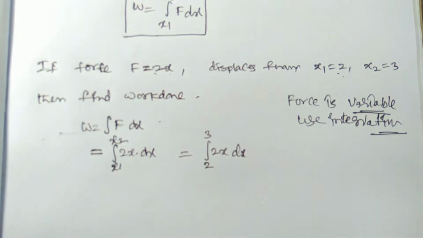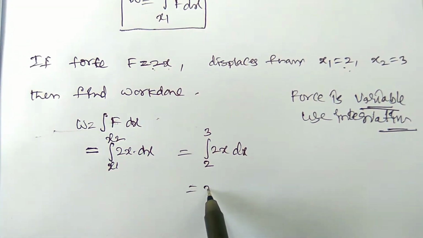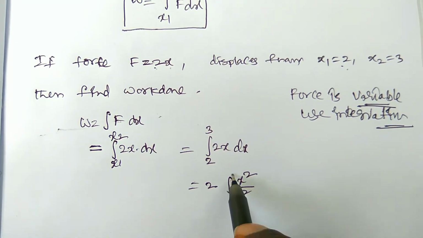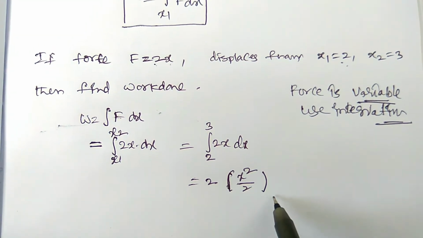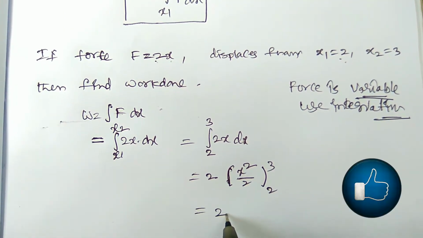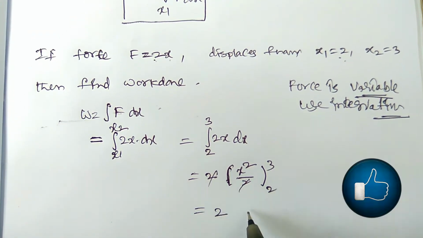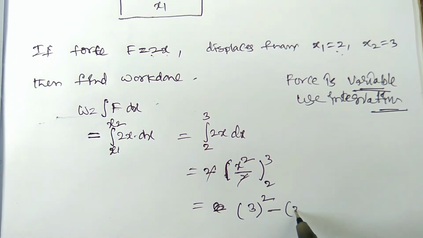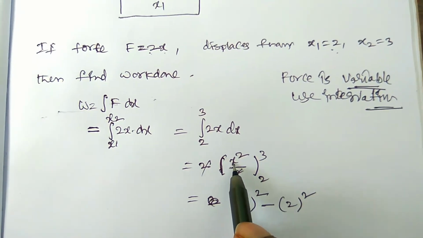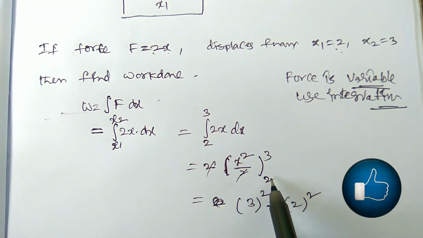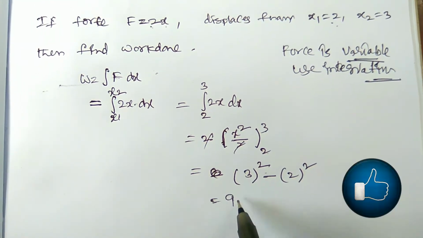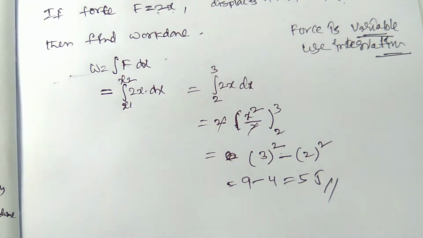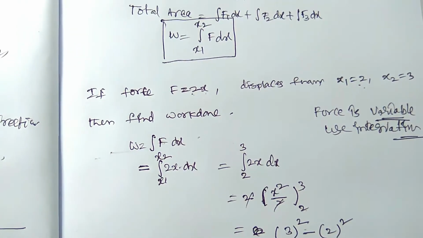So now we have to simplify this one. In the integral of 2x, the 2 comes outside, and it is the integral of x dx, which is nothing but x square by 2. The integration limits are 2 to 3. Applying the limits, the 2s will cancel out. It is nothing but 3 square minus 2 square, upper limit minus lower limit. x is replaced by the upper limit 3 and the lower limit 2. So this is 9 minus 4, it is equal to 5 joules. So this is the work done you have to find in this type of questions.